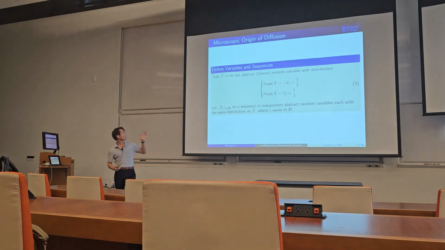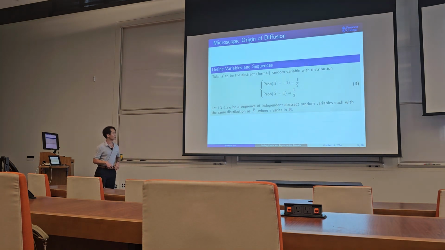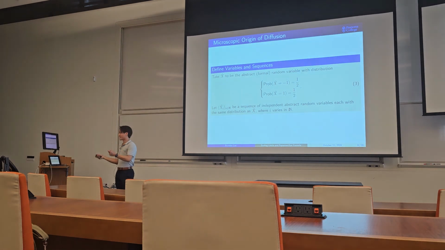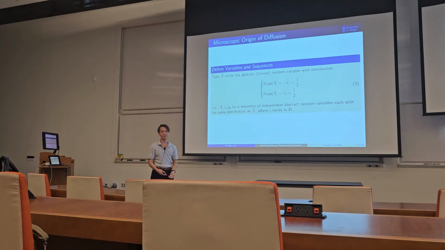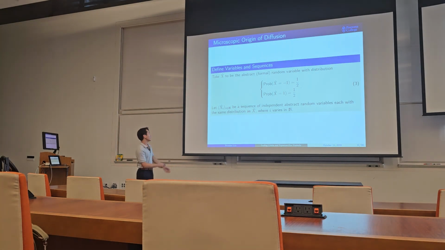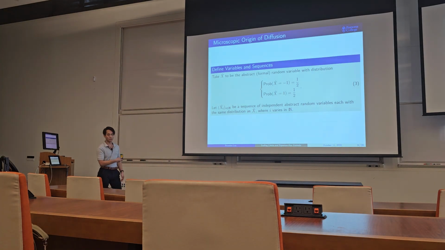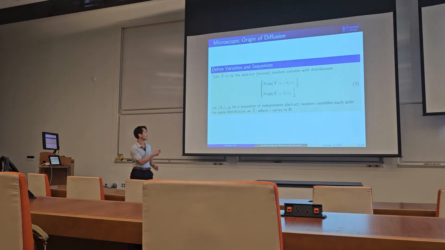To start, we're going to talk about the microscopic origin of diffusion. We're going to take x tilde to be an abstract random variable with the following distribution, where x tilde has half a chance of going to -1 or half a chance of going to 1. Now, think of this as a fair coin flip, where there's half a chance of flipping heads or half a chance of flipping tails. In addition, we're going to let x tilde sub i be a sequence of these abstract random variables that share the same behavior and distribution.